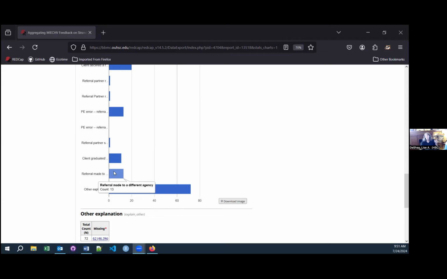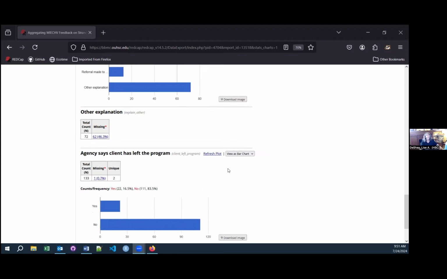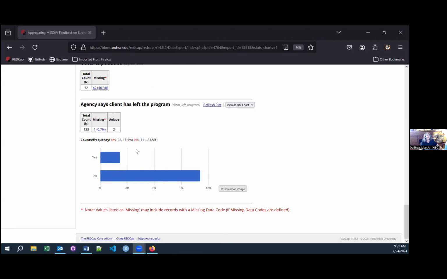Like, for instance, one of those legal issues that we found in ETO, commonly, a lot of these 13 were being made to an agency that served victims of domestic violence. And then there were a whole lot with other explanations. And so we're still going to be going through the data there. And then there were 22 clients where you mentioned in your feedback that the client had left the program. There may have been more that had left the program, but those are just the number that had been mentioned.